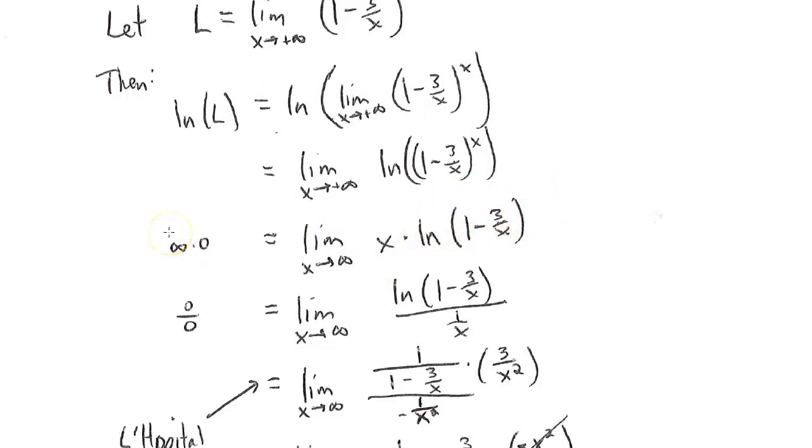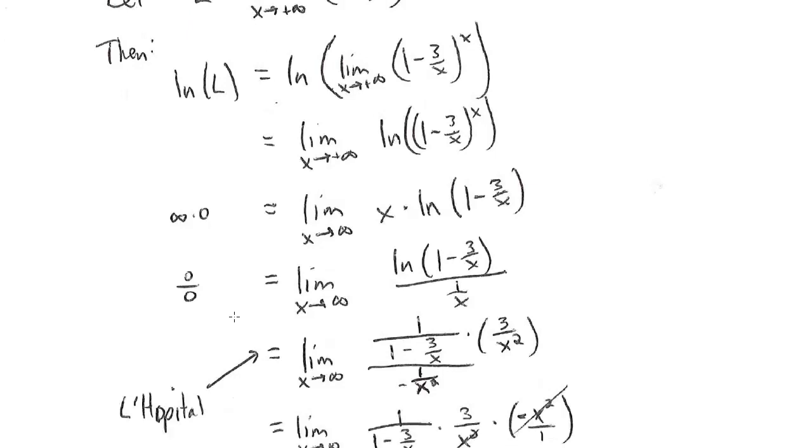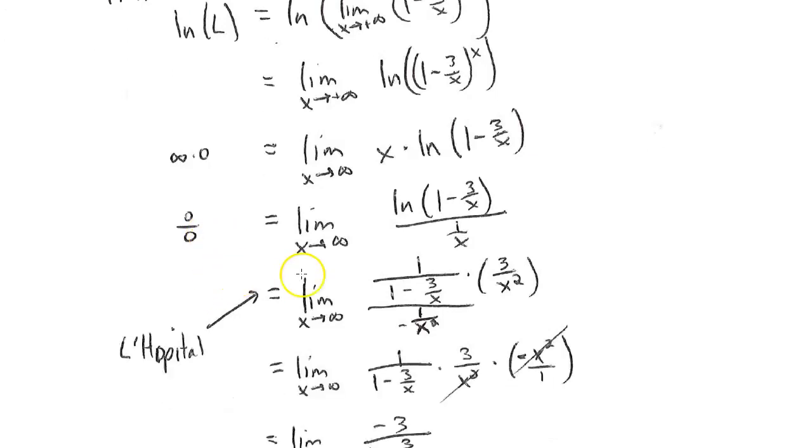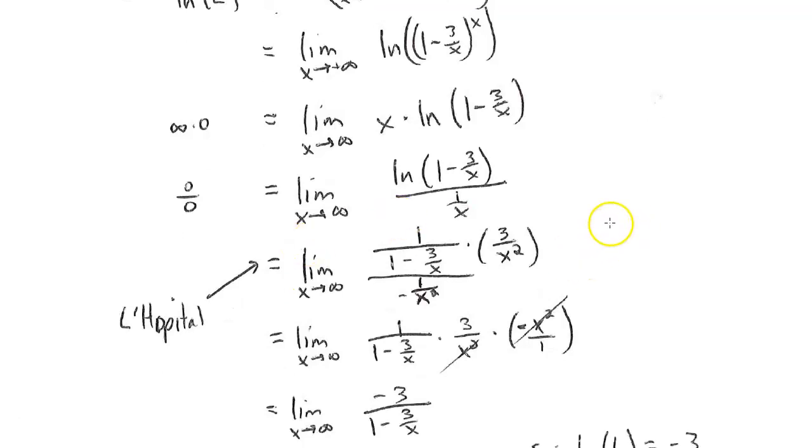When you have an infinity times 0 or 0 times infinity, the way to do this is to rewrite it as a fraction. So instead of ln of 1 minus 3 over x times x, we can do that thing divided by 1 over x. Now as x goes to infinity, we get a 0 over 0. And when you have 0 over 0, you can use L'Hopital's rule. With all these indeterminate forms, you try to write them in a way where you can use L'Hopital's rule. That's the usual process.